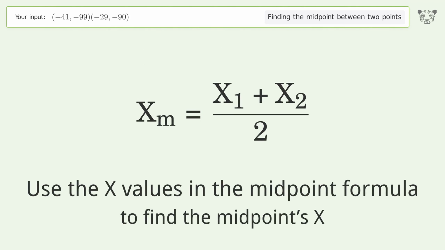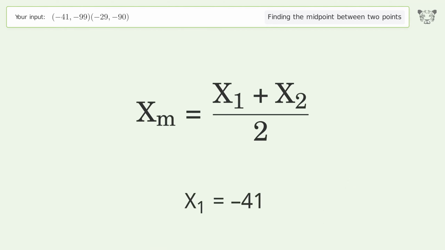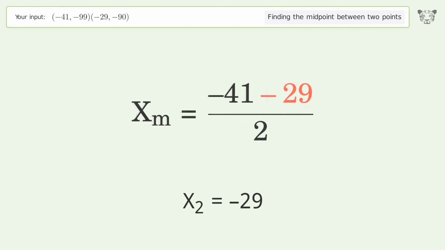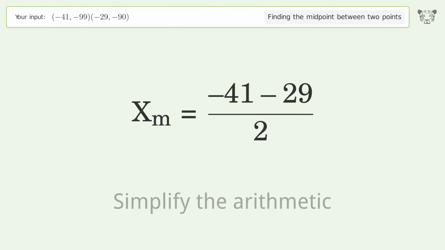Use the x values in the midpoint formula to find the midpoints x. x1 equals -41. x2 equals -29. Simplify the arithmetic.